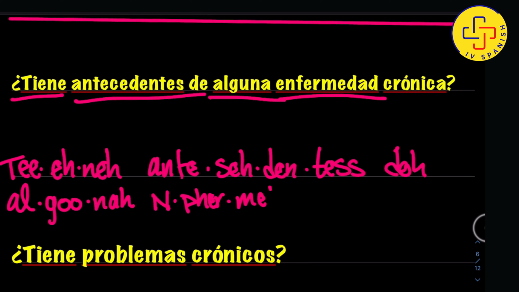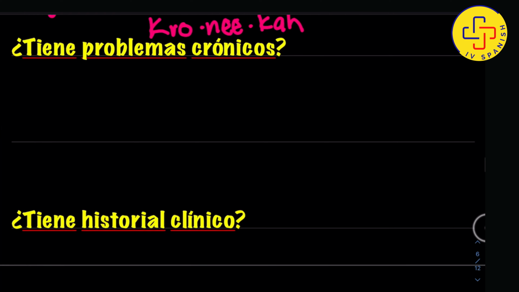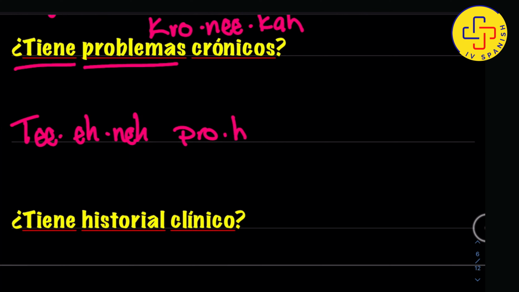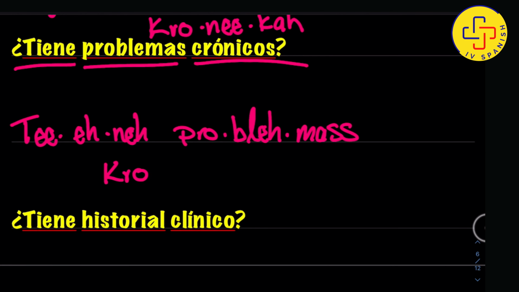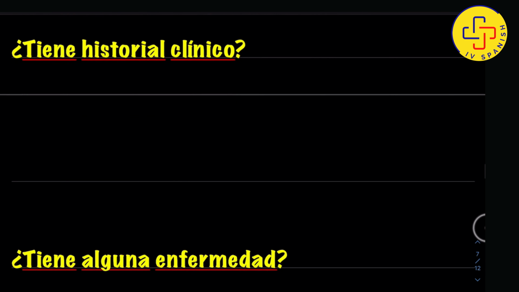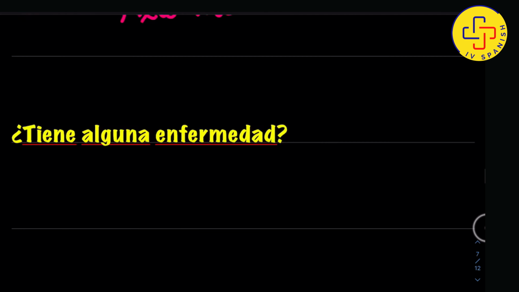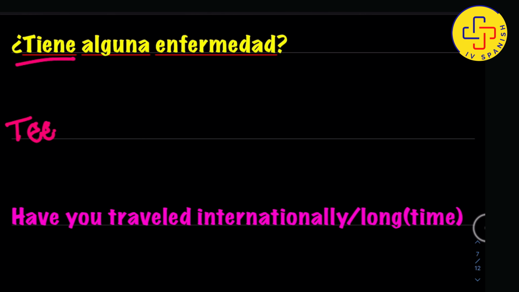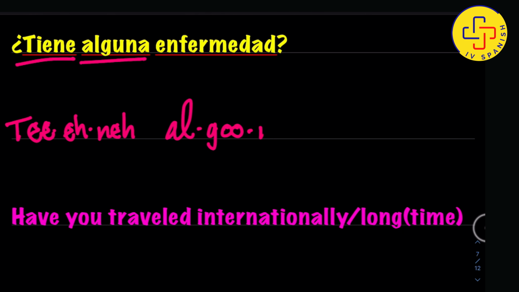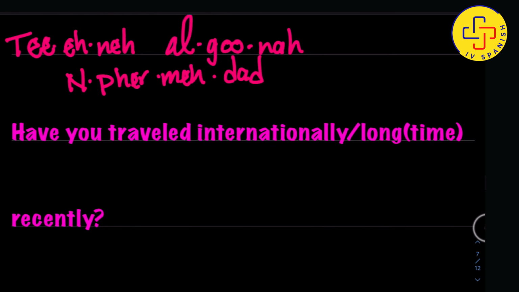You're asking about the medical history here. If that's too long, this is another way that I like to ask about it. ¿Tiene problemas crónicos? Do you have any chronic problems? Now, the word chronic may be too hard for some of your patients. So you can ask it like this. ¿Tiene historial clínico? Very simple. Do you have medical history? Clinical history. If that's still not cutting it, ¿tiene alguna enfermedad? Do you have any disease? A lot of the times patients will refer to their history as have this type of disease, sickness.